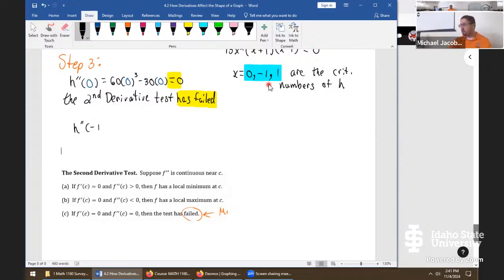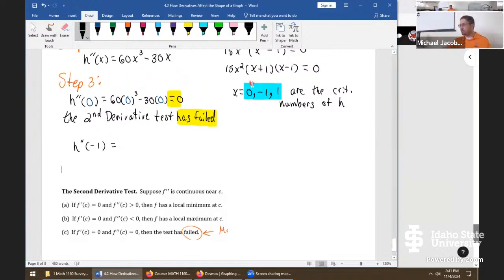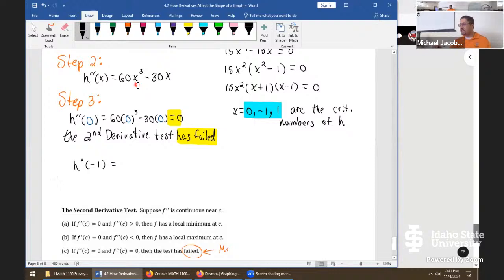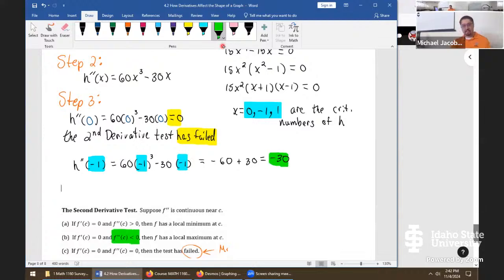H double prime at -1 equals, oh, I forgot, we need to look at our second derivative. We're plugging -1 into those values for x. So 60 times -1 cubed, minus 30 times -1. This is going to turn into, well, -1 cubed is -1, so -60 here, plus 30 from here, gives us a value of -30. But if we say -30, that means we're in this situation. The second derivative came out negative, and so we have a local maximum.